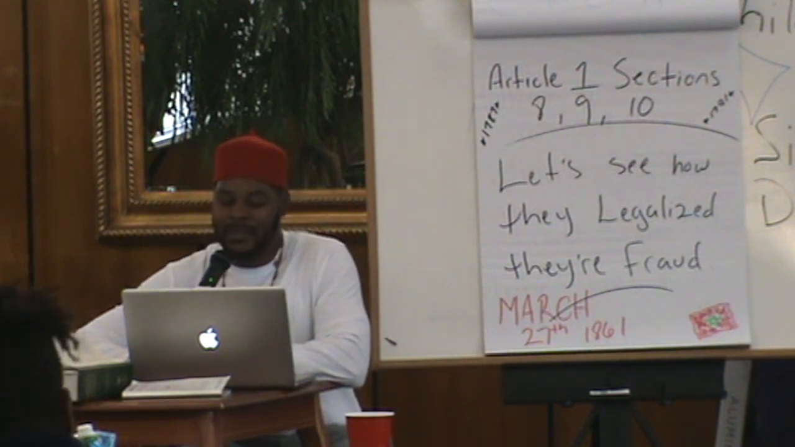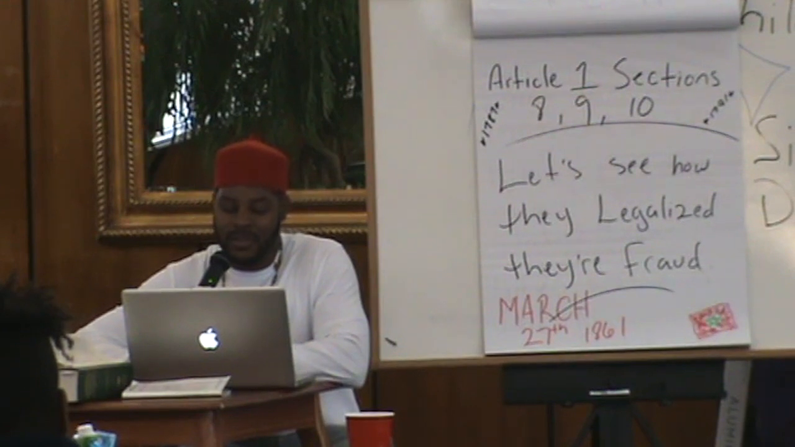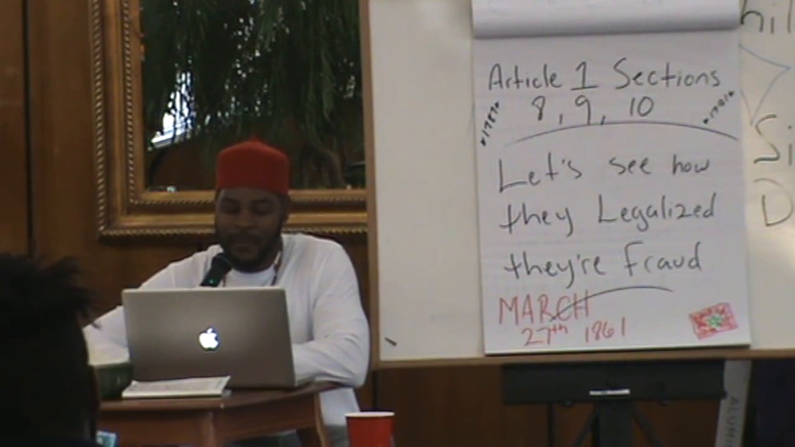When vacancies happen in the representation from any state, the executive authority thereof shall issue writs of election to fill such vacancies. The House of Representatives shall choose their speaker and their other officers, and shall have the sole power of impeachment. Section 3. The Senate of the United States shall be composed of 2 senators from each state, chosen by the legislature thereof, for 6 years, and each senator shall have 1 vote.